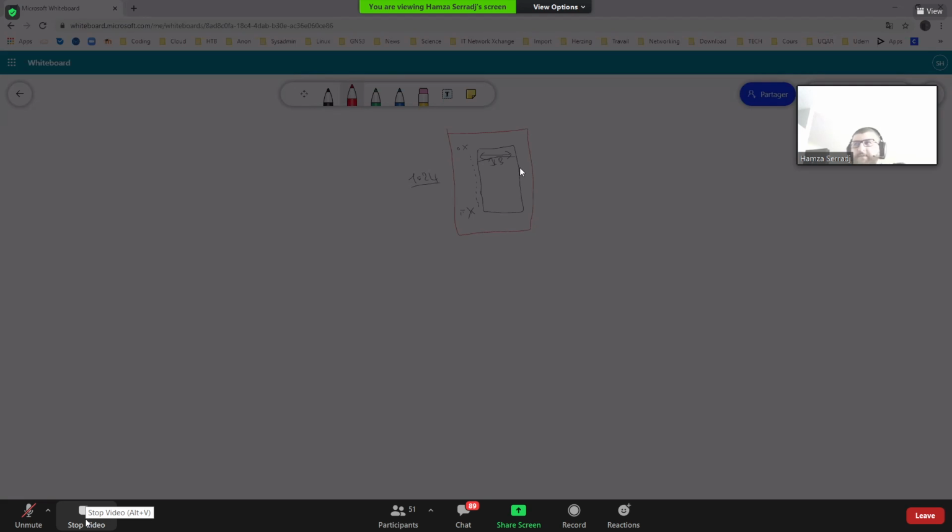What is the capacity of this chip? 8 gigabyte? Seriously? 1 gig? Be careful. I have 1 byte and I have 1000 addresses. So how many addresses here do I have?